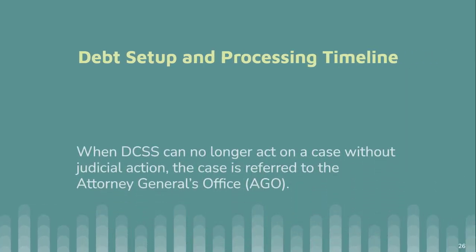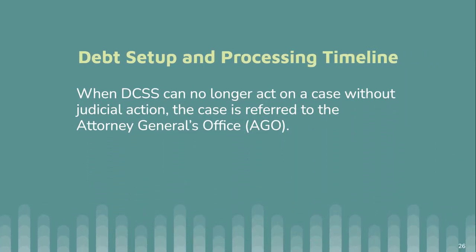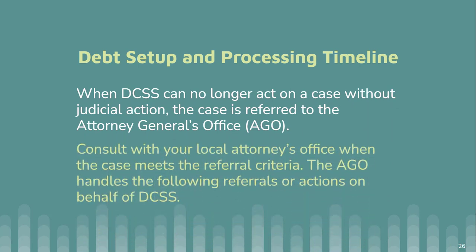Get setup and processing timeline. When DCSS can no longer act on a case without judicial action, the case is referred to the Attorney General's office. Consult with your local attorney's office when the case meets the referral criteria. The Attorney General's office handles the following referrals or actions on behalf of DCSS.